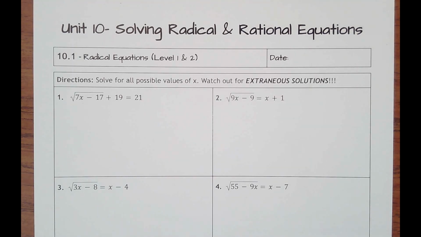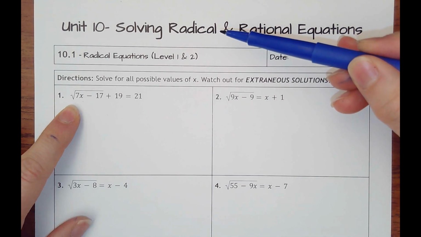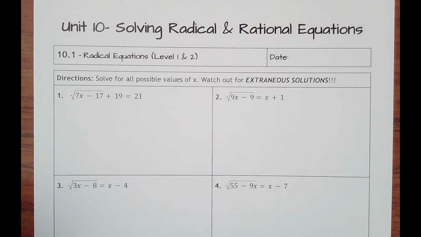Unit 10 is solving radical and rational equations. And then 10.1 is specifically solving radical equations, level 1 and 2. So radicals are those square root symbols, cube root. We're only going to be dealing with square roots. And then rationals we'll get to when we have fractions.